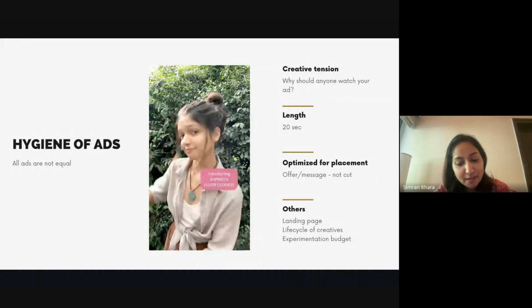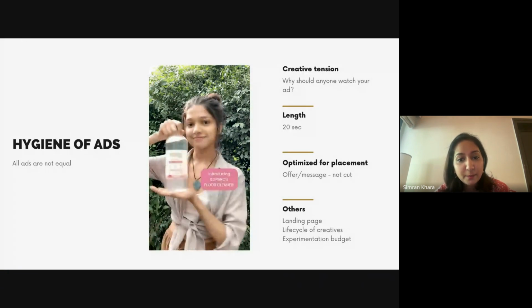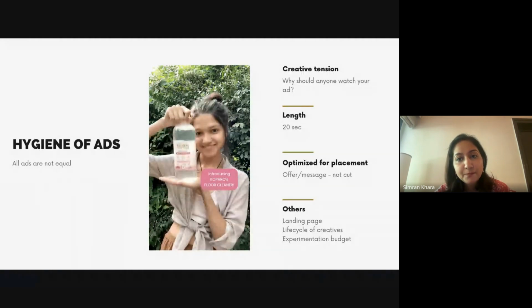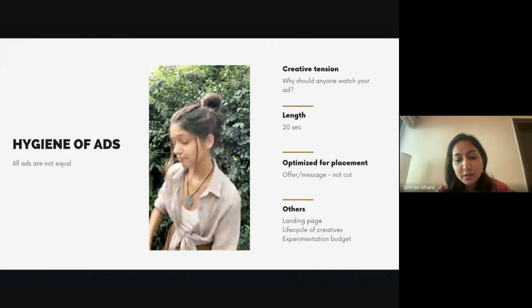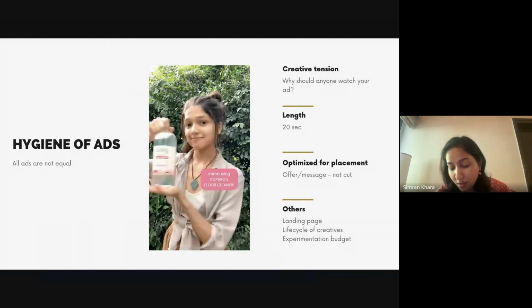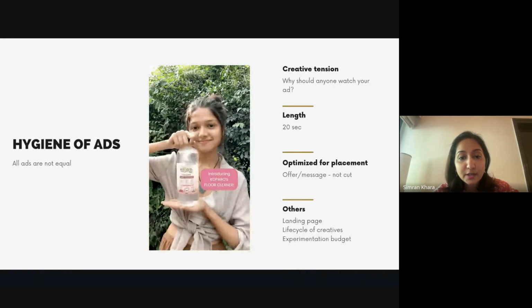The second thing I would like to talk about is the hygiene of ads. There are good ads, there are great ads, and there are terrible ads, right? So all ads are genuinely not equal. When you are looking at a video format, which most of us will be, and Meta is where the early scale-up journey happens, you have to solve for creative tension.